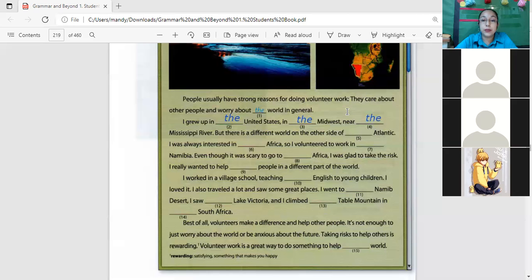But there is a different word on the other side of the Atlantic. Okay, the Atlantic. I was always interested in Africa. No article, exactly. We don't say I was always interested in the Africa. So I volunteered to work in Namibia, no article, even though it was scary to go to Africa. I was glad to take the risk.